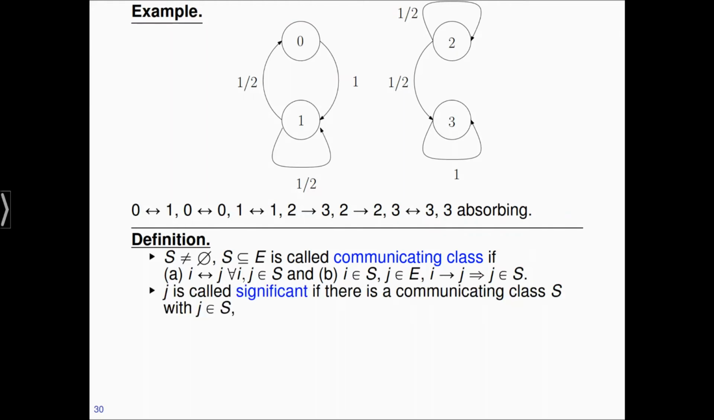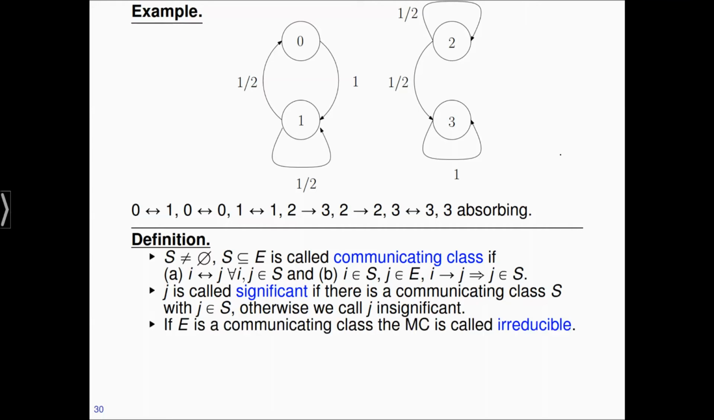The second definition is as follows. A state j is called significant if there is a communicating class containing j. Otherwise, the state is called insignificant. So you can already take a look here at this example and see if you possibly find any state that is insignificant. If not, this will be formulated as an exercise immediately. Before we do that, let's finish this definition.